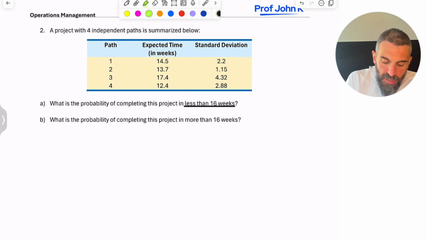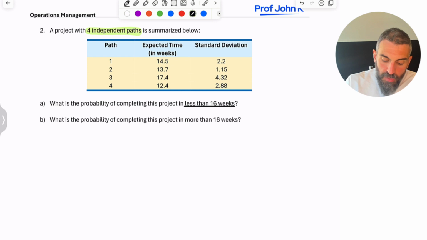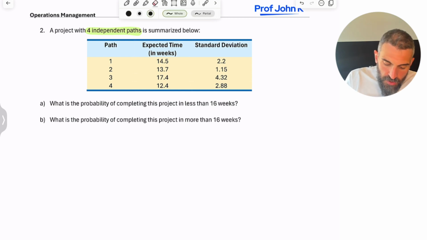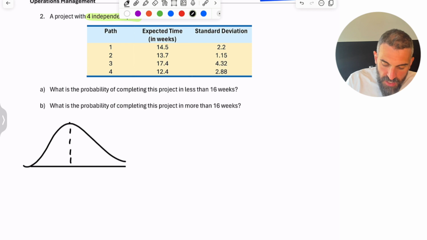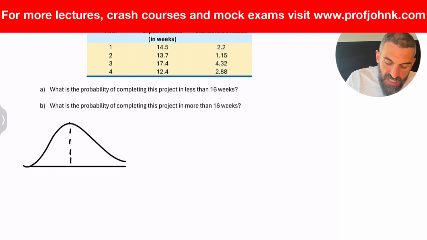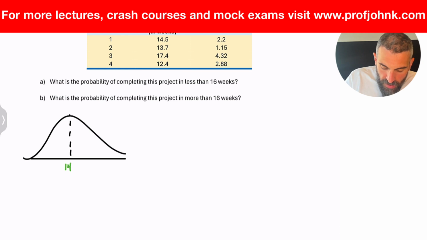Because the paths are independent, we're going to do this for each of the paths, and then we'll multiply it all together. Okay, so now we're jumping ahead a little bit, but let's break it down. We'll start with the first path, path number 1. Now remember that we're assuming normality, and what we learned in our intro stats class is that if you take a bell curve, the expected time is basically your average, right? Think of that as your mu. So that would be your 14.5. That's what you put right there.